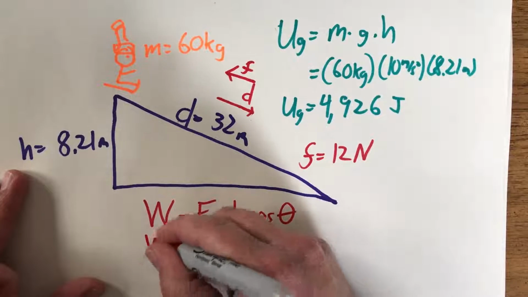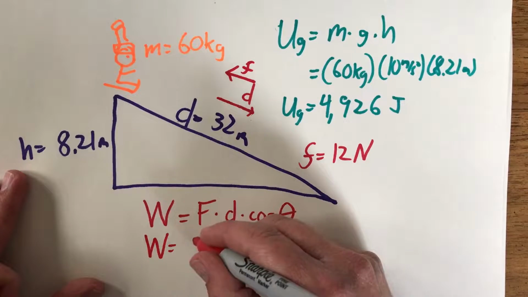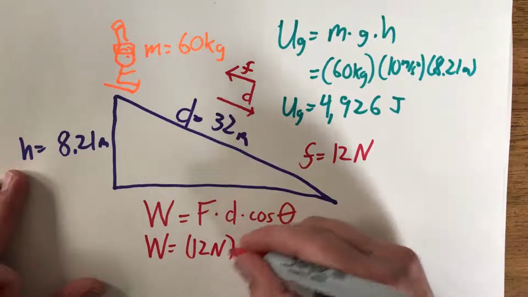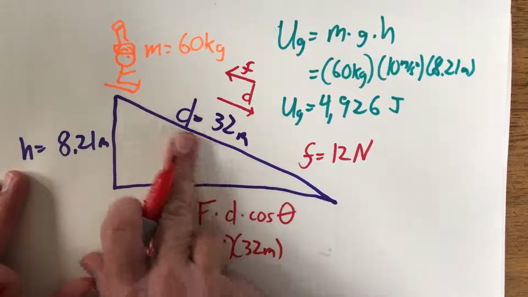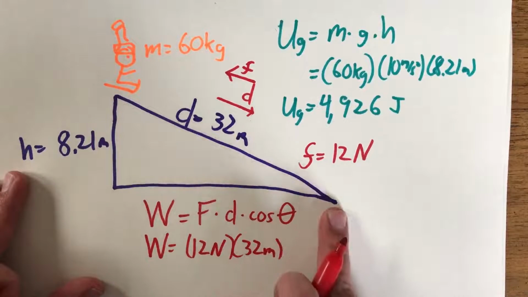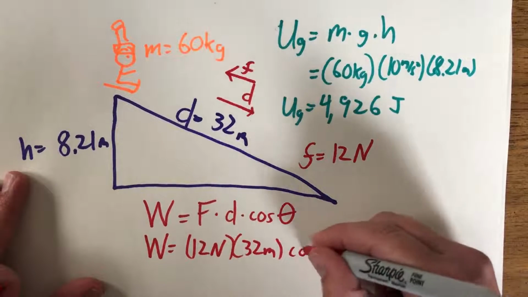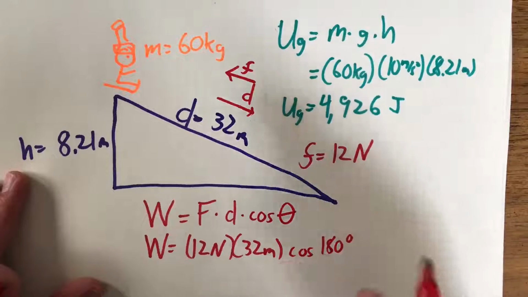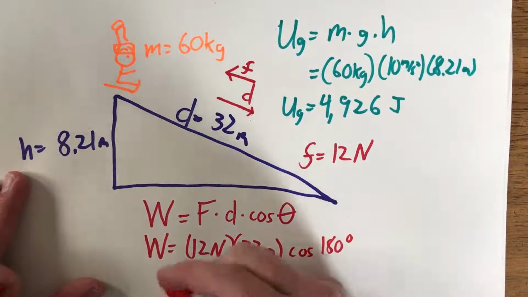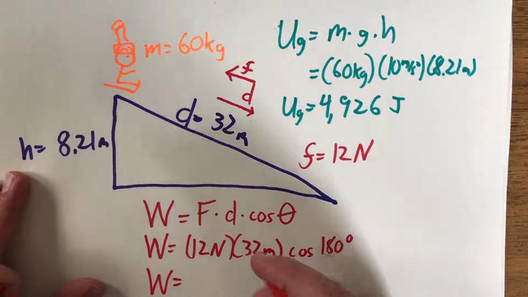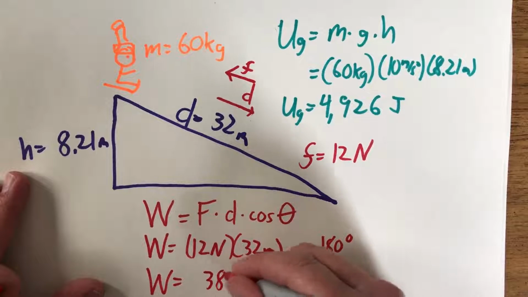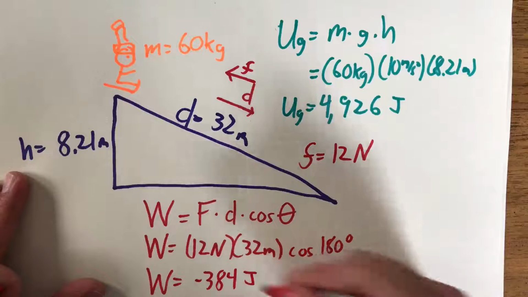So anyway, let's plug it in here. So the work is, the force is 12 newtons. The distance is 32 meters, not 8.21. It's the 32 because that's the distance that they move down the hill there. And then the angle is going to be 180 degrees, which gives you a -1. So the work then winds up being 12 times 32, which gives you 384, and it's a negative.